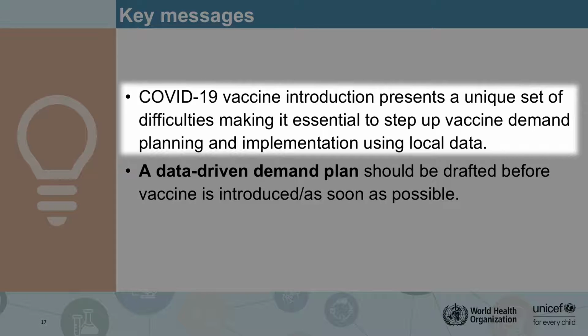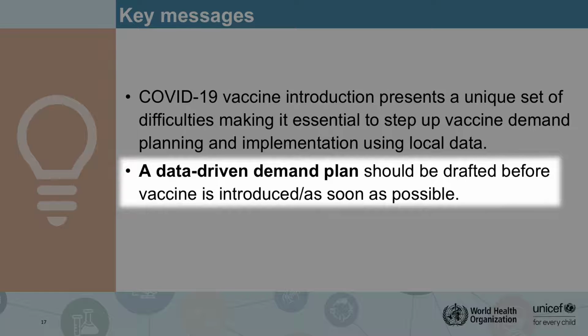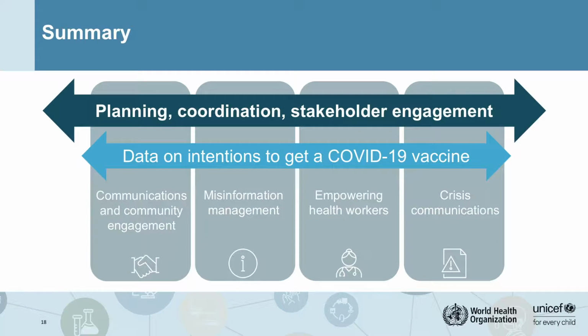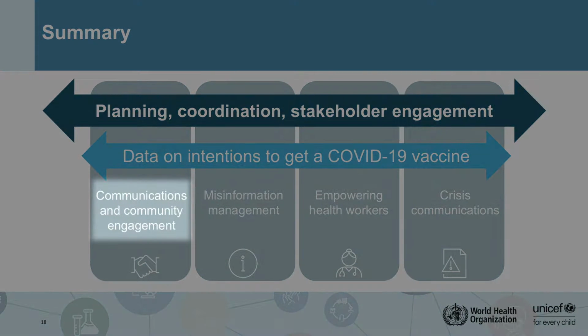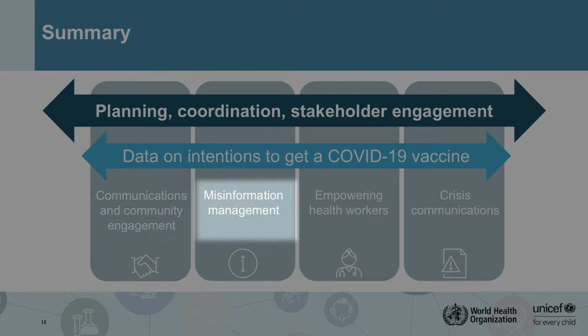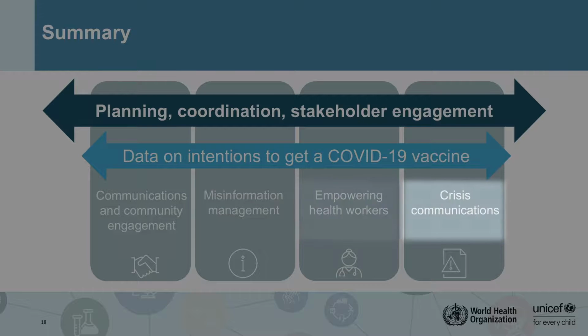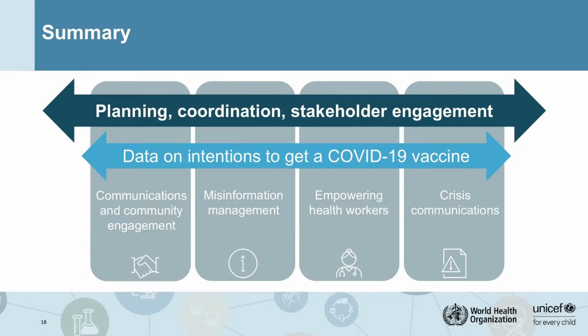COVID-19 vaccine introduction presents a unique set of difficulties, making it essential to step up vaccine demand planning and implementation using local data. A data-driven demand plan should be drafted, ideally before the vaccines are introduced or at least as soon as possible, and it should cover the following elements: ongoing communication and community engagement, misinformation management, empowering frontline healthcare workers, and crisis communications. 5 main requirements for developing a successful demand plan include securing high-level support, disseminating clear and quality messages, timely capacity building tailored for the different roles and functions, using data for planning, monitoring, and evaluation, and integrating with broader technical plans.